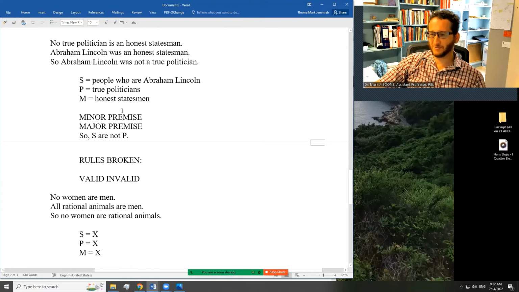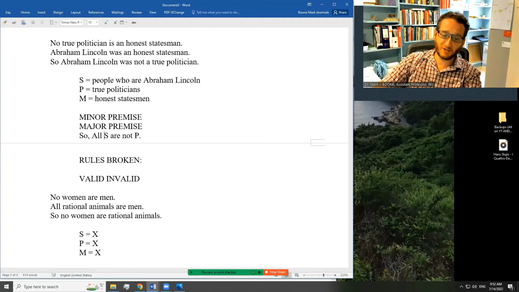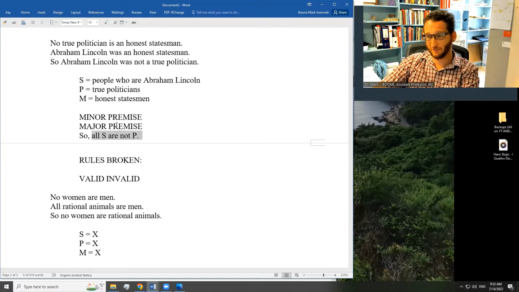That's what you do. But you also need to follow through on it, which means find out if it's universal or particular. Are we talking about all people who are Abraham Lincoln? We are. So actually, we could say all S are not P, and then we're getting the information across, but it's still not standard form.